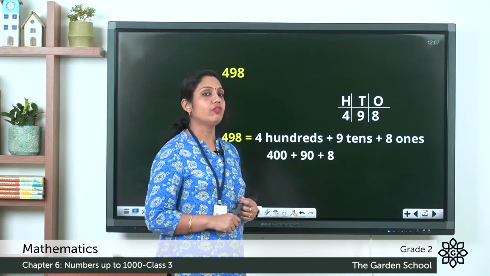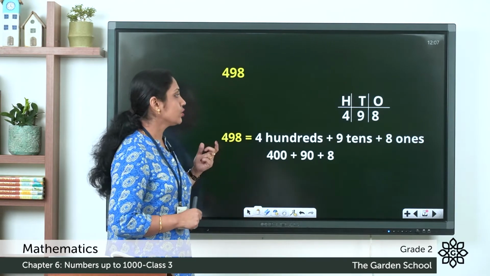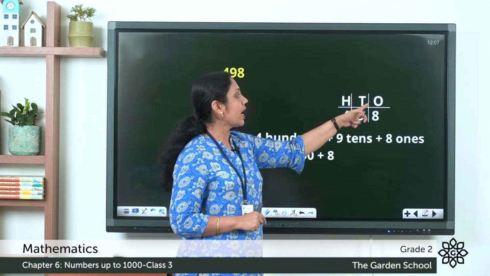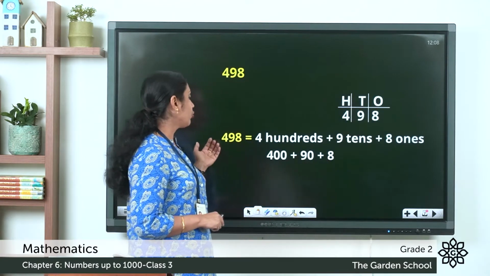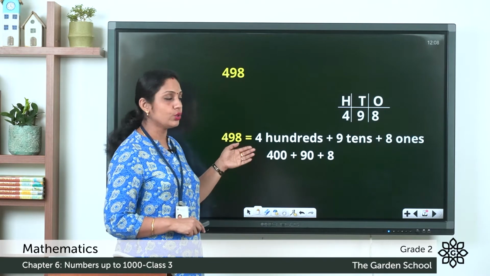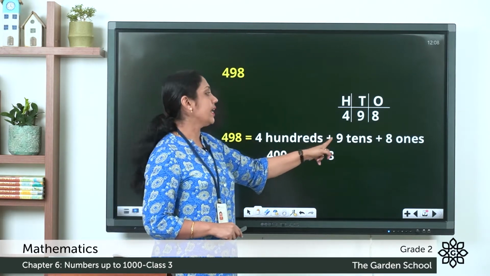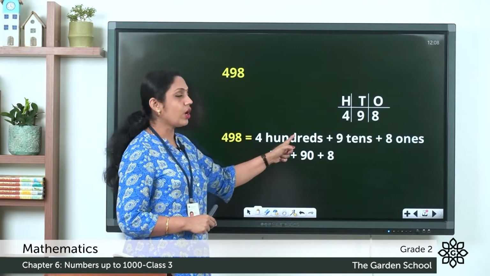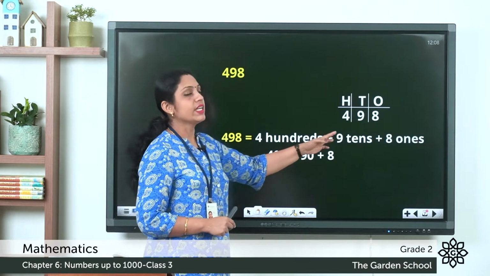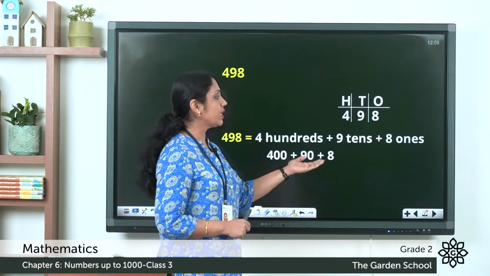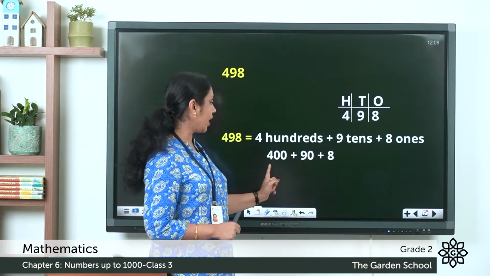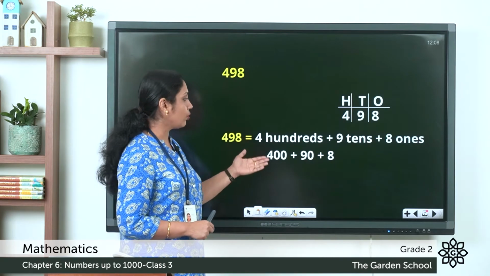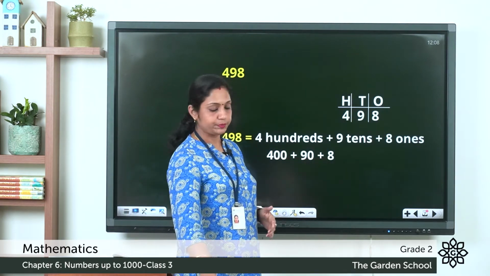Let's see one more number. We have here 498. So here 4 is in the hundreds place, 9 is in the tens place and 8 is in the ones place. So 498 is equal to 4 hundreds plus 9 tens plus 8 ones. And how can we write this again? We can write it as 4 hundreds becomes 400 plus 9 tens becomes 90 plus 8 ones is 8. So the number 498 we can write as 400 plus 90 plus 8.